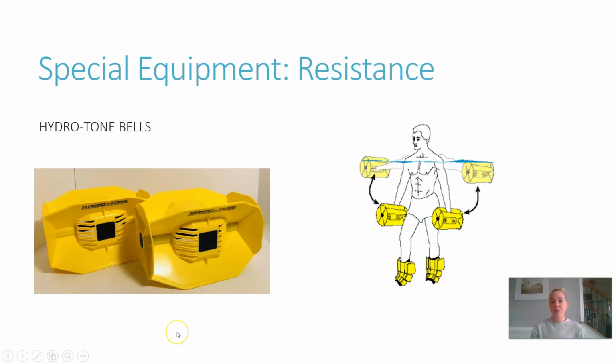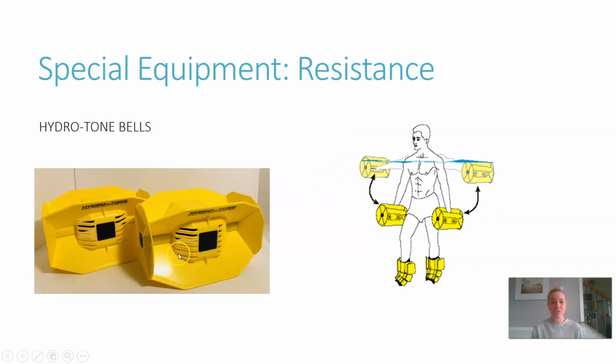These are called Hydratone Bells. I call them cages. That's what we called them where we worked. But basically they are a type of dumbbell, but there's openings in the back there to put your hand inside. You can kind of see a little bit in that picture there. So if you bring them down through the water, you're going to encounter resistance that way. And as you bring them back up, so this person would be doing abduction and adduction at the shoulders using these cages, you're actually going to get resistance on the way down and on the way up.